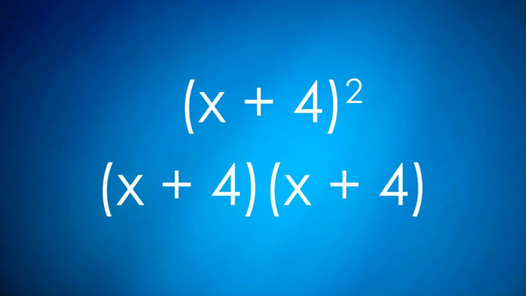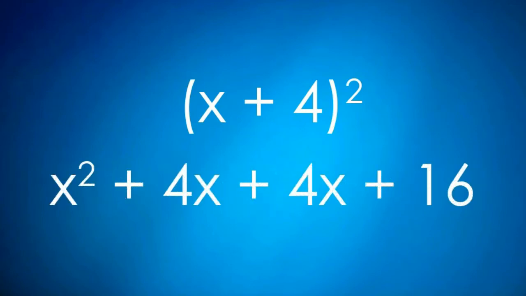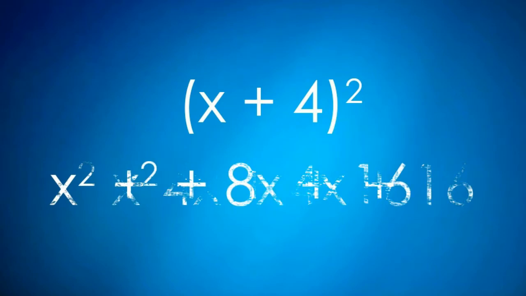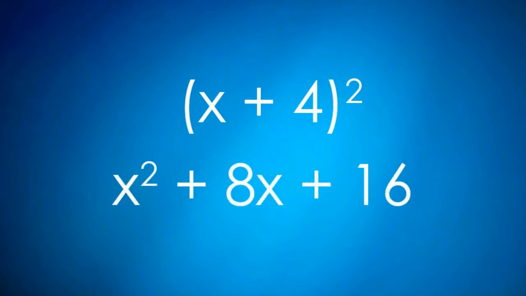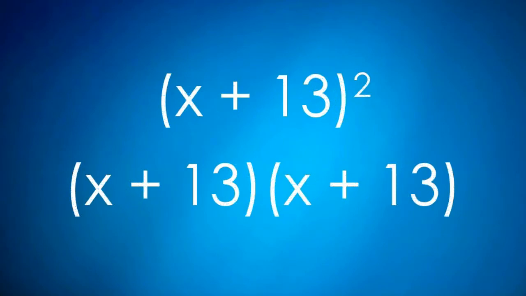Consider we have quantity x plus 4 squared. This equation is equal to quantity x plus 4 times quantity x plus 4 when expanded. By using the FOIL method, the equation will be equal to x squared plus 4x plus 4x plus 16. Combining similar terms, the equation will be equal to x squared plus 8x plus 16 since 4x plus 4x is equal to 8x.